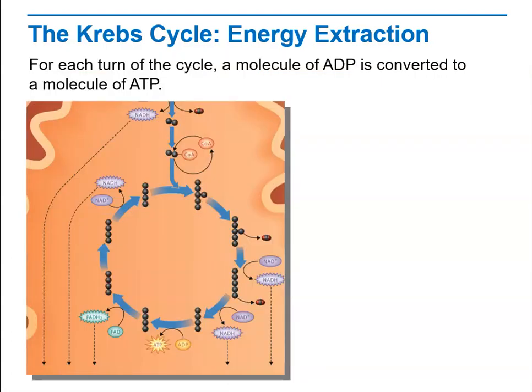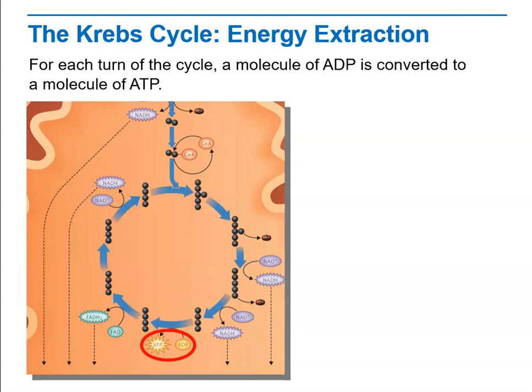Focus now on the ATP in the cycle. Do you recall how many molecules of pyruvic acid are produced during glycolysis from 1 molecule of glucose? Glycolysis produces 2 molecules of pyruvic acid from 1 glucose. Knowing this, how many turns of the Krebs cycle would result from 1 molecule of glucose? 2 turns of the Krebs cycle, 1 for each molecule of pyruvic acid.